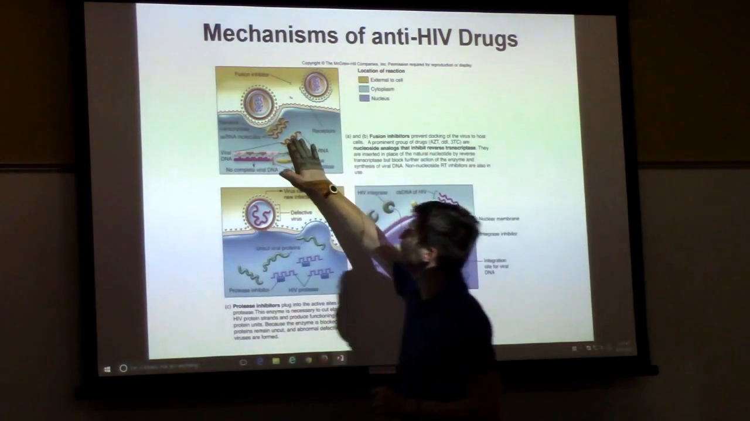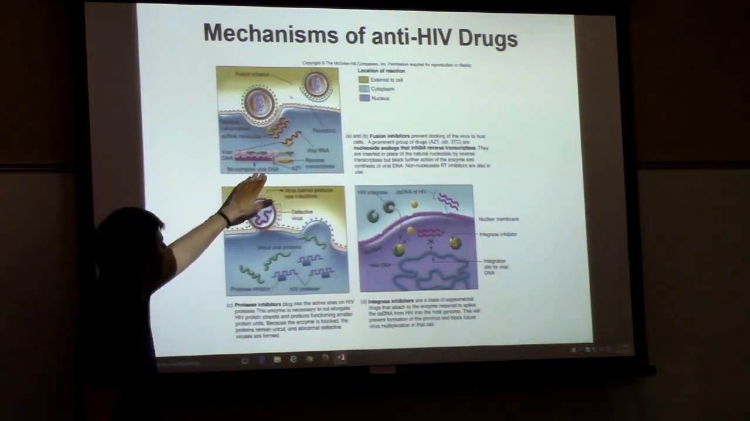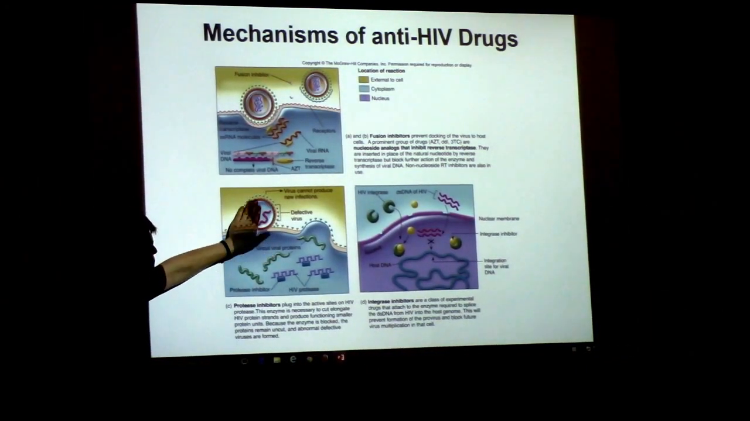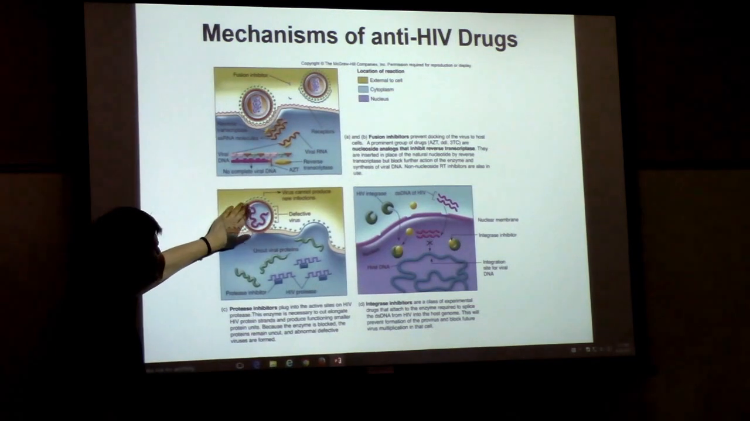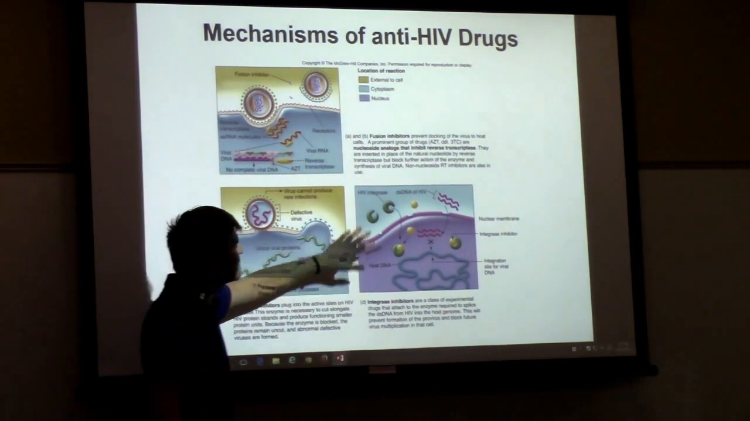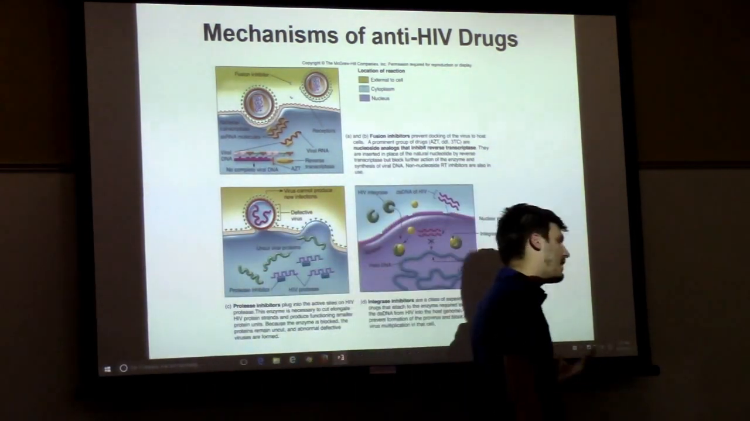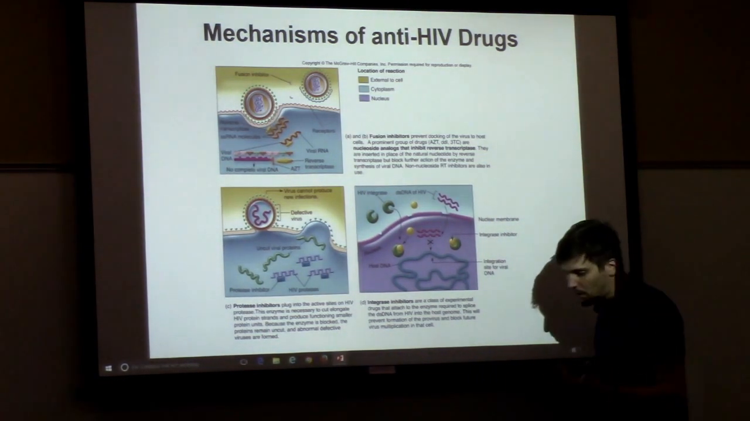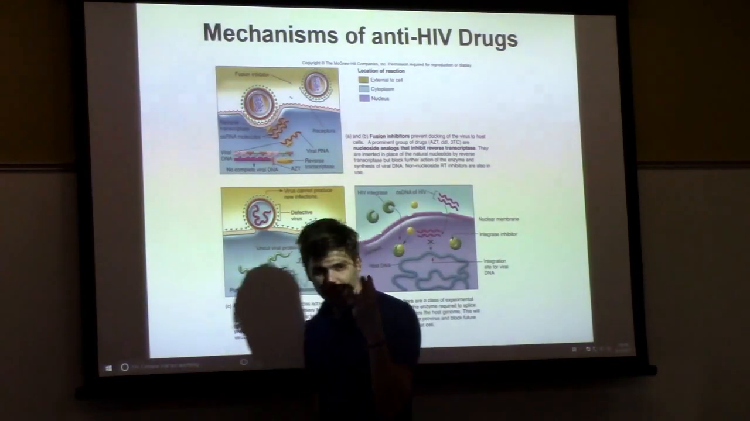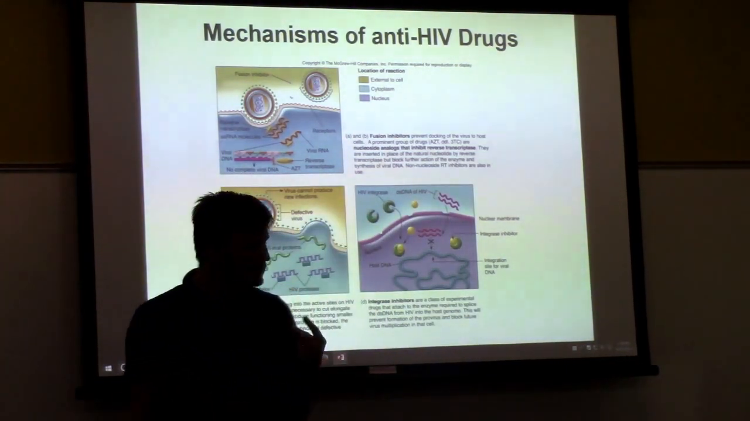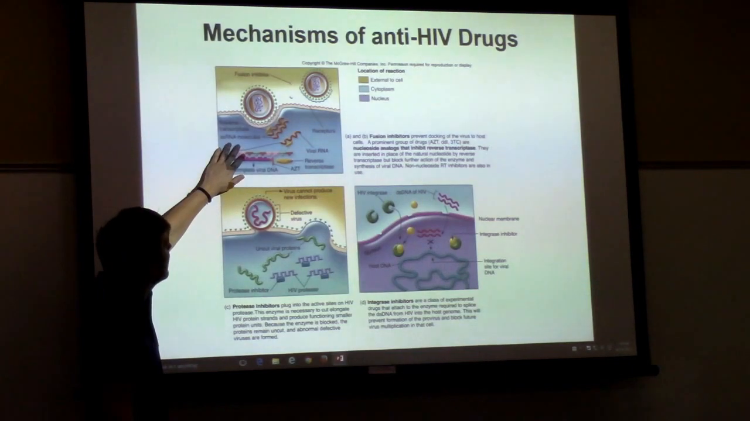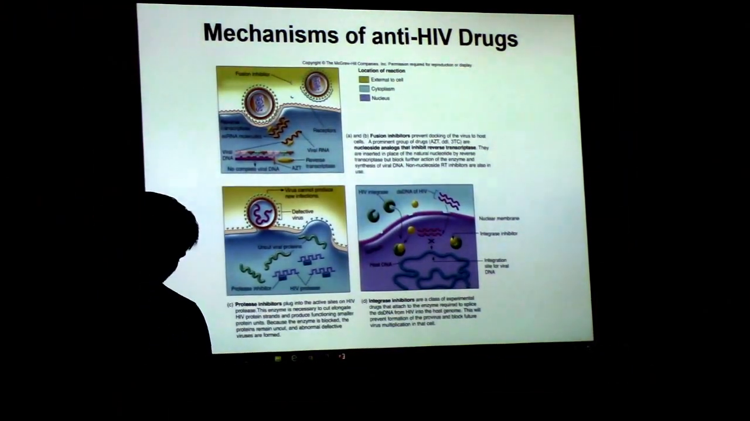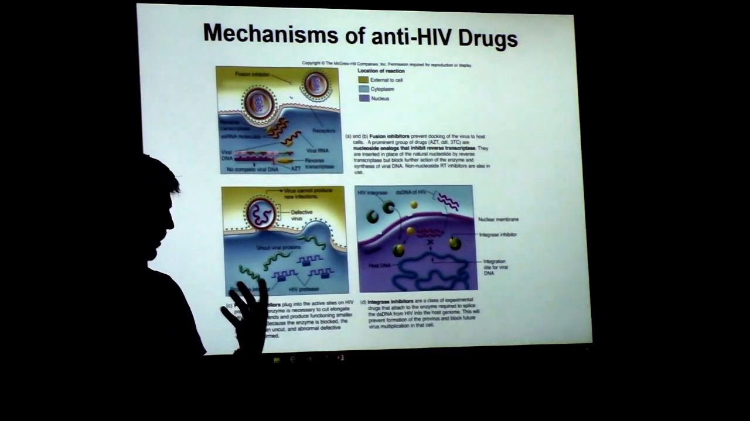We can target reverse transcriptase. We can target integration of the HIV genome. We can target the production of HIV or maturation of HIV proteins. And by doing this, we can greatly reduce the amount of virus being produced in an individual. Okay? So the way that we treat someone with HIV is we give them usually three antiretroviral drugs, two of the nucleoside inhibitors, and one protease inhibitor. And then you essentially take that for the rest of your life.